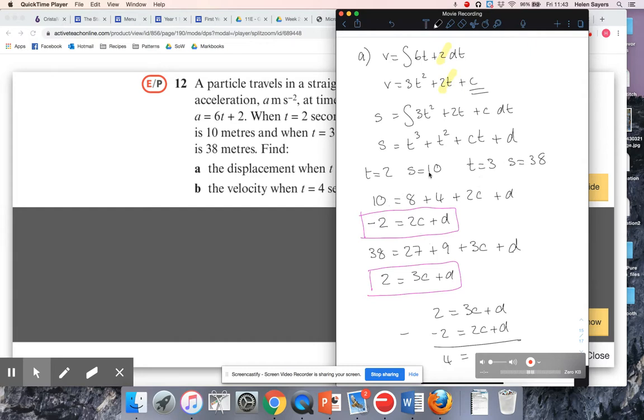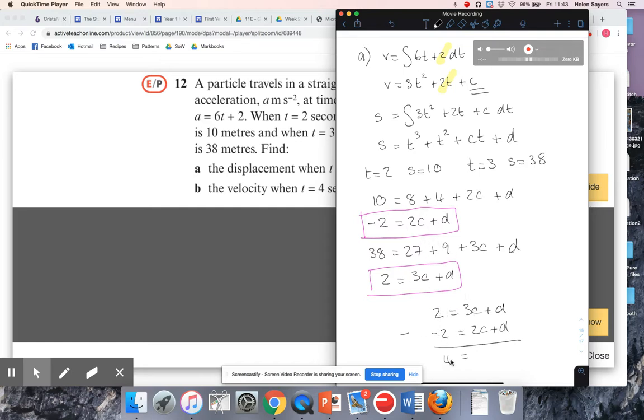So I had, when t is 2, S is 10, so I substituted t is 2 into this and got that equation, which I then simplified down. I also was told in the question that when S was 38, t was 3, so I've substituted those 2 values in there. I had these two simultaneous equations to solve. There are lots of variations; you could have made d the subject of each of them. I've chosen just to line them up and then do this one take away this one.